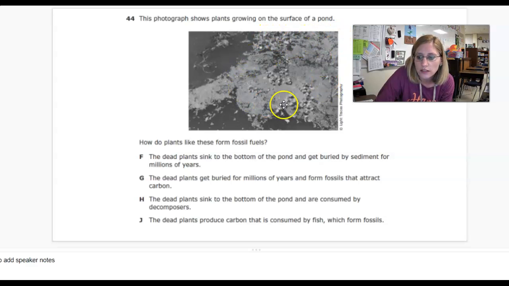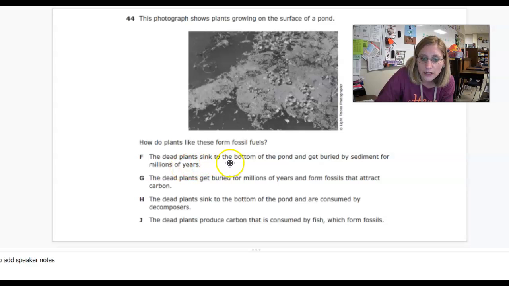Okay, so on this one it says, the photo shows plants growing on the surface of a pond. So this is all the surface of the pond. How do plants like these form from fossil fuels? It's in a pond, okay, and these are plants. So it probably forms what? Coal, right? It seems like coal since it's swampy, since it's from a pond. It's dead plants.